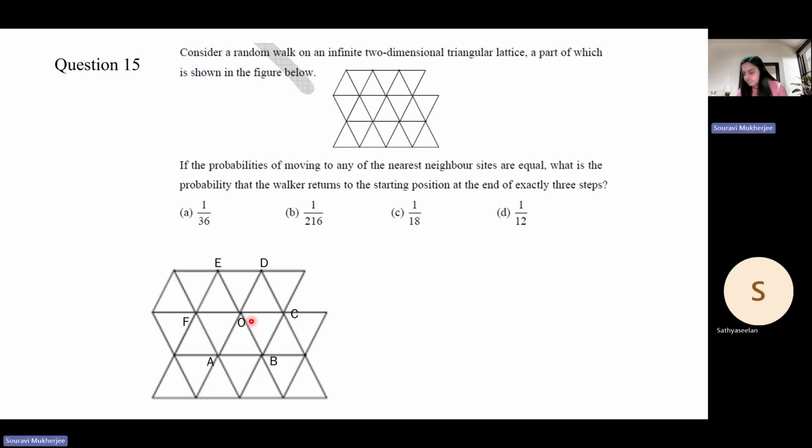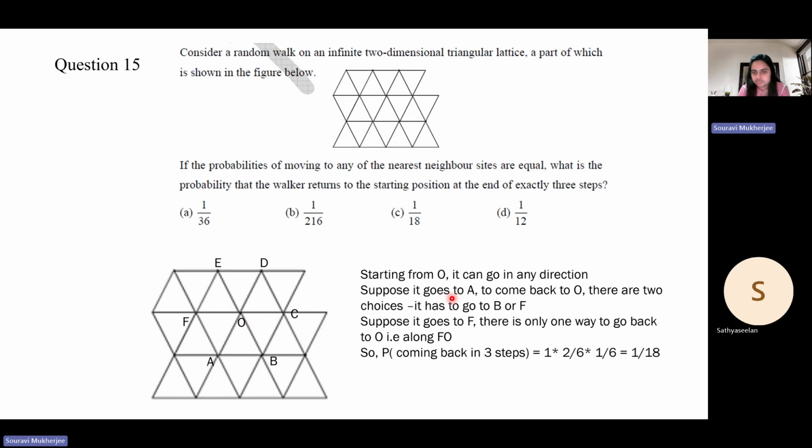So starting from O, you can go in any direction. Suppose you go to A; to come back to O, there are two choices. At point A, you can go to B or F. Once you go to one of them, suppose you have gone to F, there's only one way back to O. So the total probability of coming back in 3 steps is 1, which is 6 by 6, times 2 by 6, times 1 by 6. So your answer is 1 by 18.